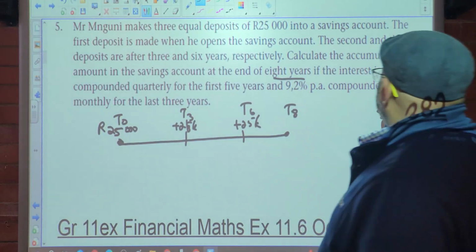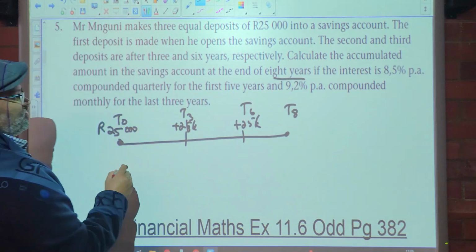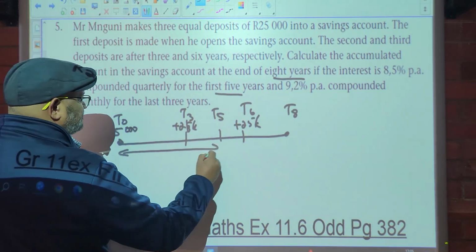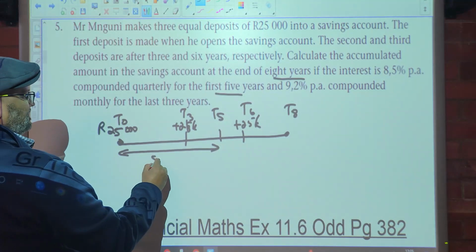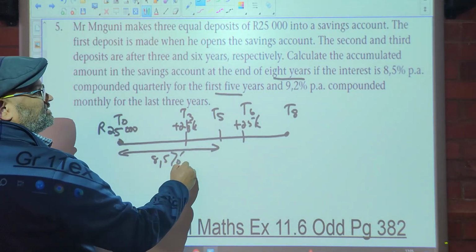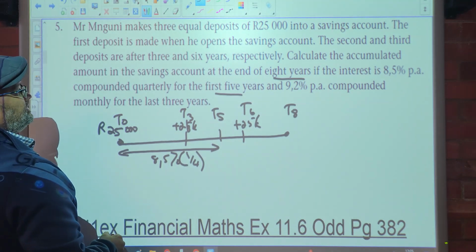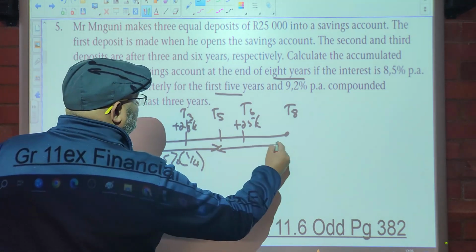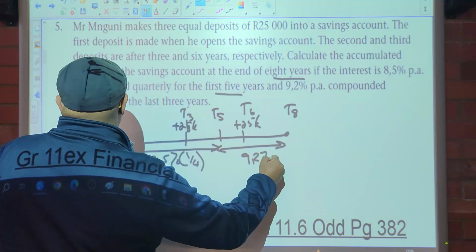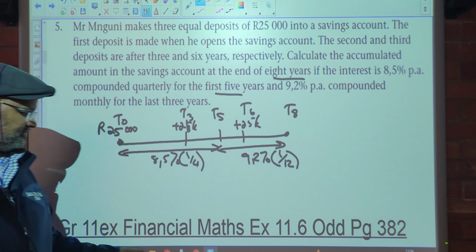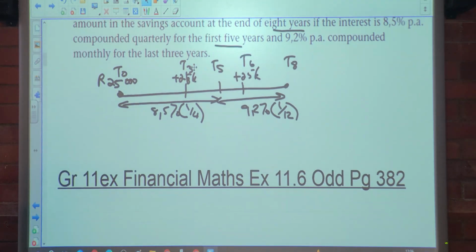The interest rate is 8.5% per annum compounded quarterly for the first 5 years. So 8.5% per annum compounded quarterly. And then 9.2% per annum compounded monthly for the last 3 years. So you must calculate how much money is in the account.